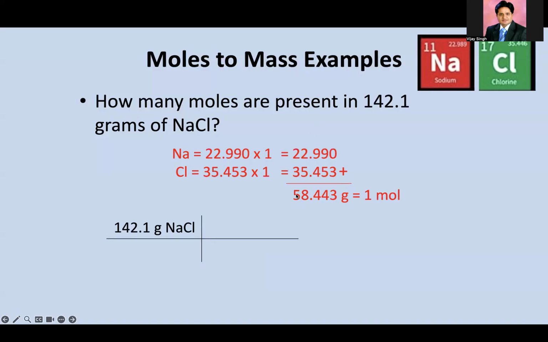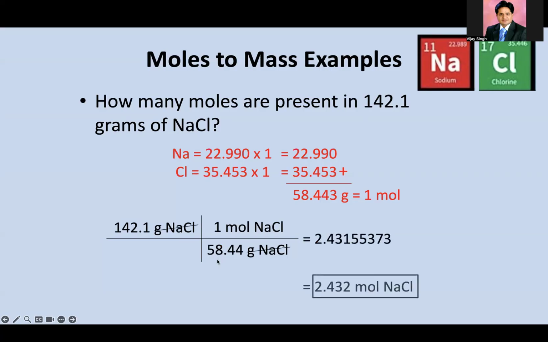And 1 mole of sodium chloride will weigh 58.443 grams. Your question is, how many moles are present in 142.1 grams? So 142.1 divided by 58.44, and that will give you 2.432 moles of sodium chloride.